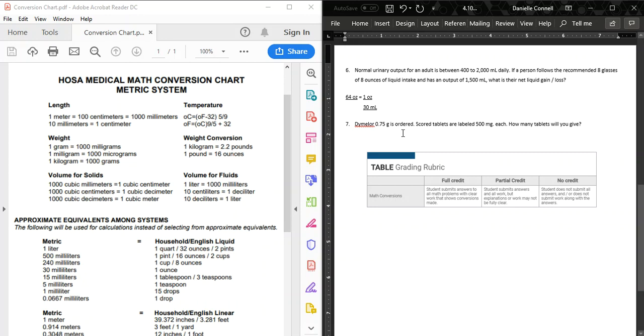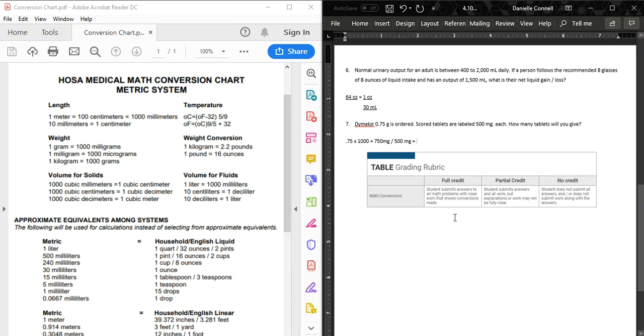Okay, last one, Dimilor is 0.75 grams ordered. Scored tablets are labeled 500 milligrams each. How many tablets will you give? So we need to do a grams to milligrams conversion. This is a simple one because it's in the same category for weight. So 1 gram is equal to 1,000 milligrams. So 0.75 times 1,000 will give you your weight in milligrams, which gives you 750. You take 750 and divide it by 500 milligrams because that's how much the tablets are, and that will tell you how many tablets you will give.